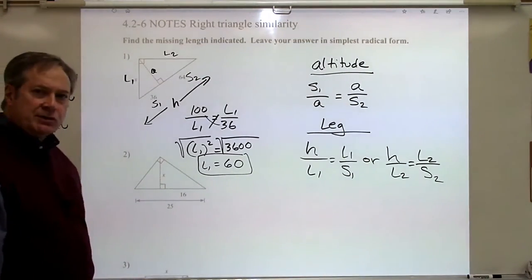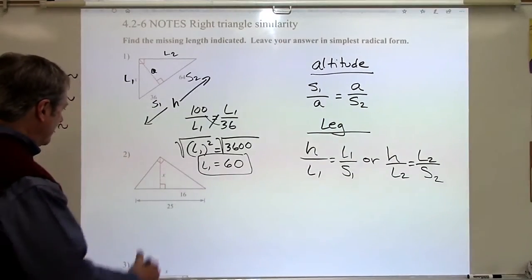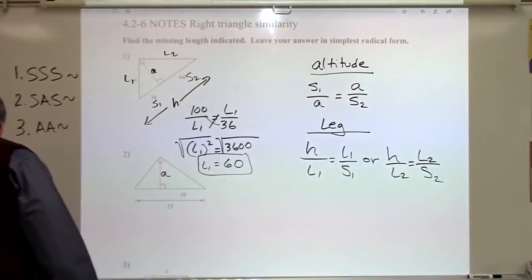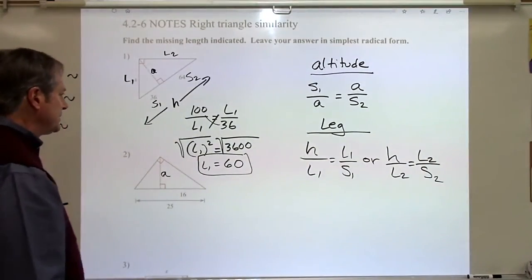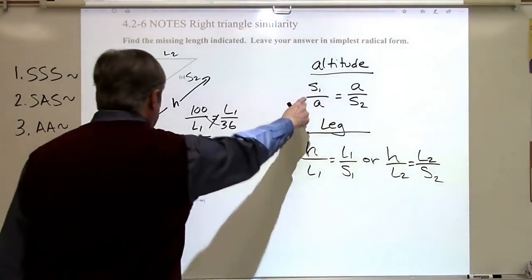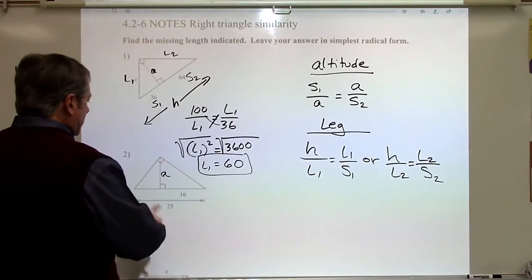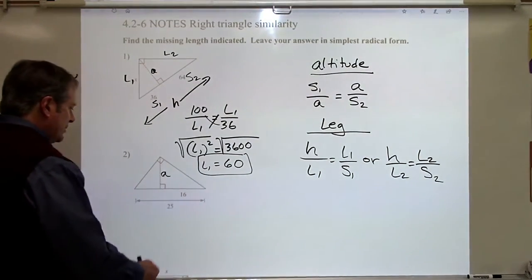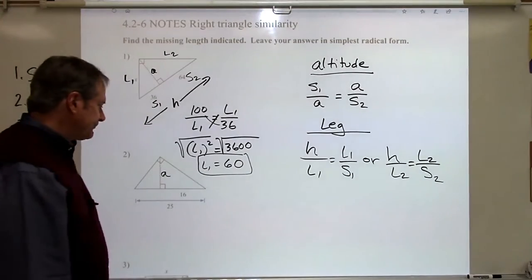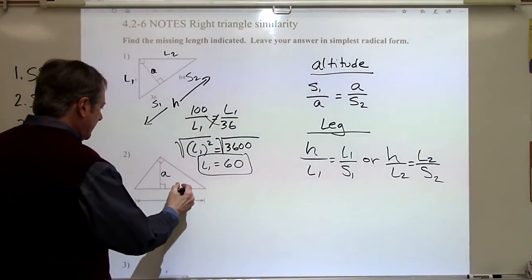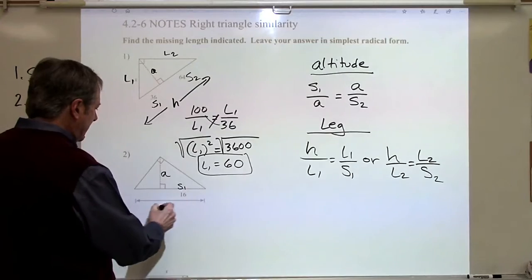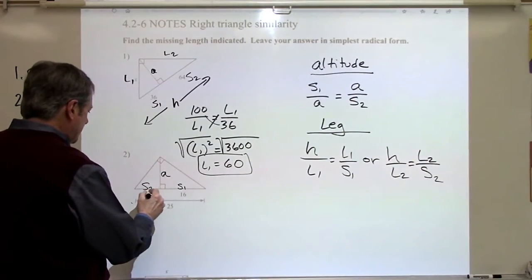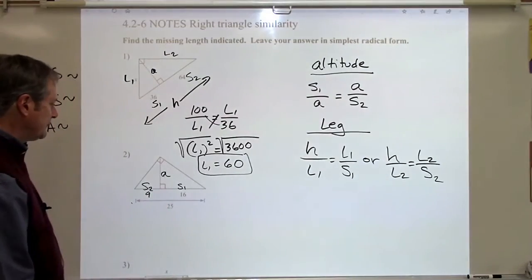All right, in number 2, what are we looking for? Well, we're looking for the altitude. So, as you might guess, we're going to use the altitude formula. Well, that's up here. In this case, it doesn't matter whether you call that segment 1 or segment 2, but it's the only one we've got. So if this piece is 16 and the hypotenuse is 25, then segment 2 has to be 9 units long.